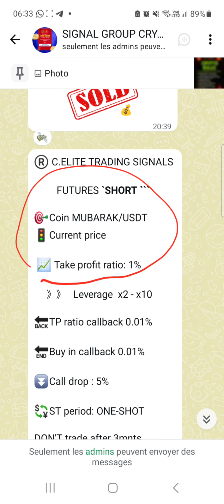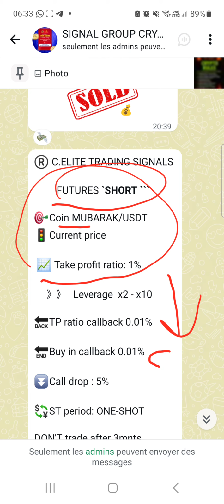Let's say, for example, this coin is Mubarak and they send it as a signal. The owner of the signal says future short. It means you have to short it. It means you are predicting that the market will fall down, so you want to make profit when it falls down.